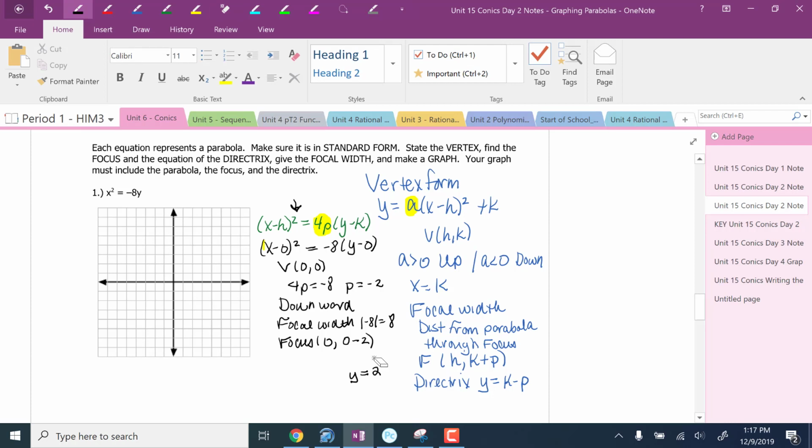And now I can sketch this. I have my directrix at y equals 2. I have my vertex 2 units from the directrix at 0, 0. That means my focus then is 2 units in the other direction at 0, negative 2. My focal width is 8, which means I would go 1, 2, 3, 4 units to the right, and 1, 2, 3, 4 units to the left. And now I can sketch in my parabola.